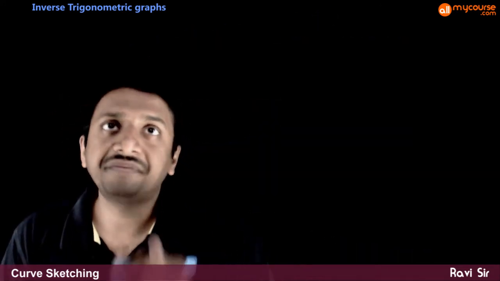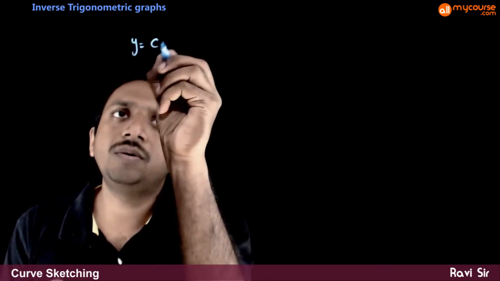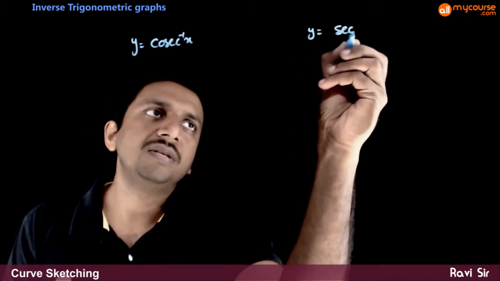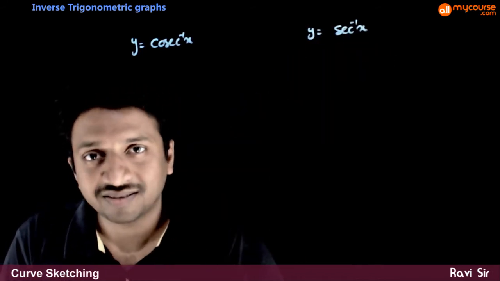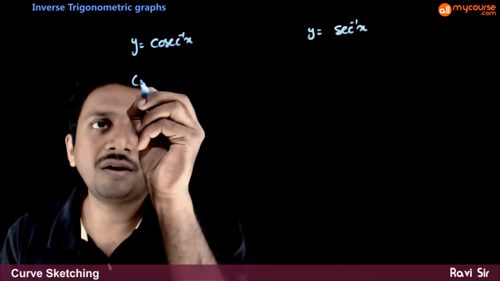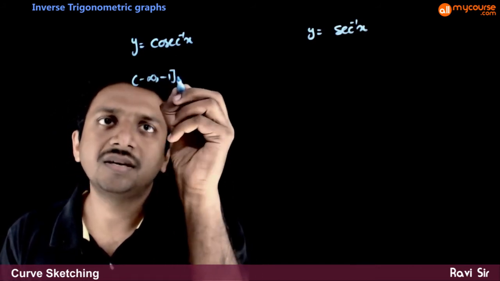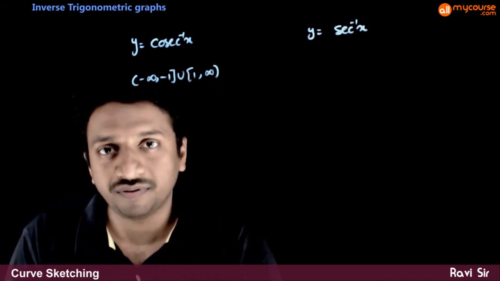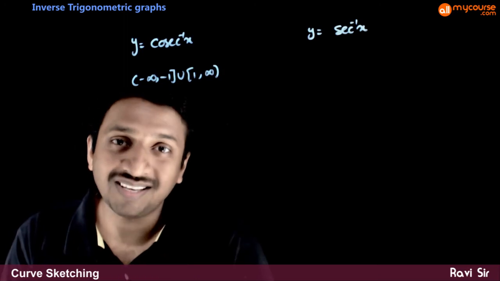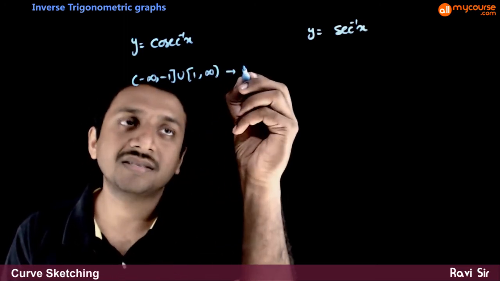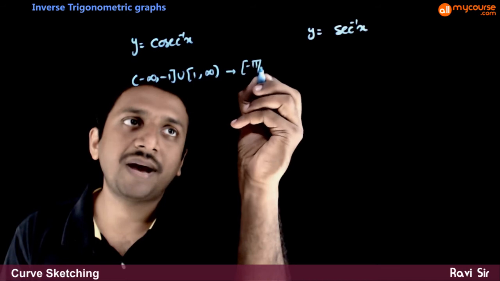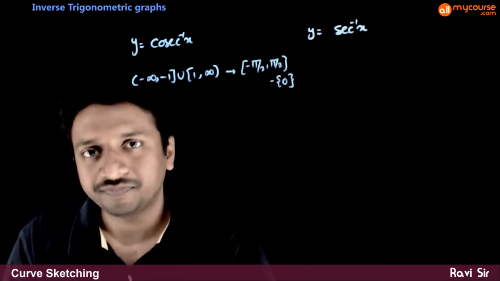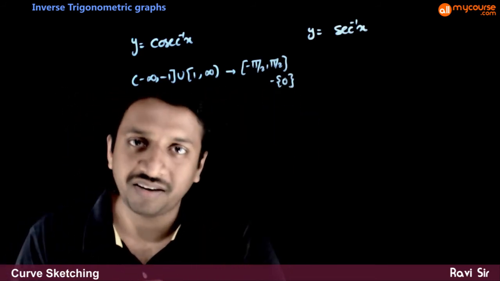And finally, you have the graphs of y is equal to cosecant inverse x and y is equal to secant inverse x. So what is the domain of cosecant inverse x? Minus infinity to minus 1 union 1 to infinity. And what is the range of cosecant inverse x? Minus pi by 2 to pi by 2 excluding 0. This is the domain, this is the range.